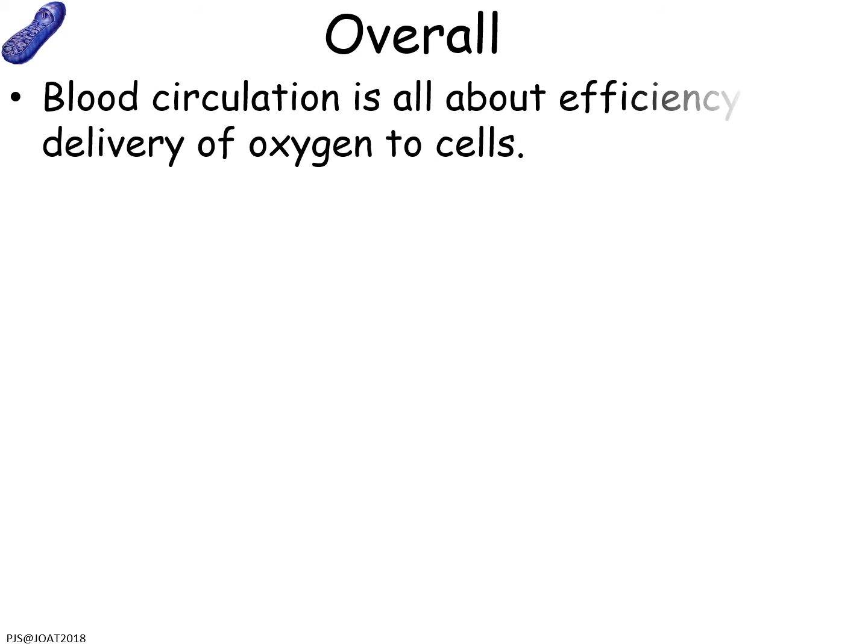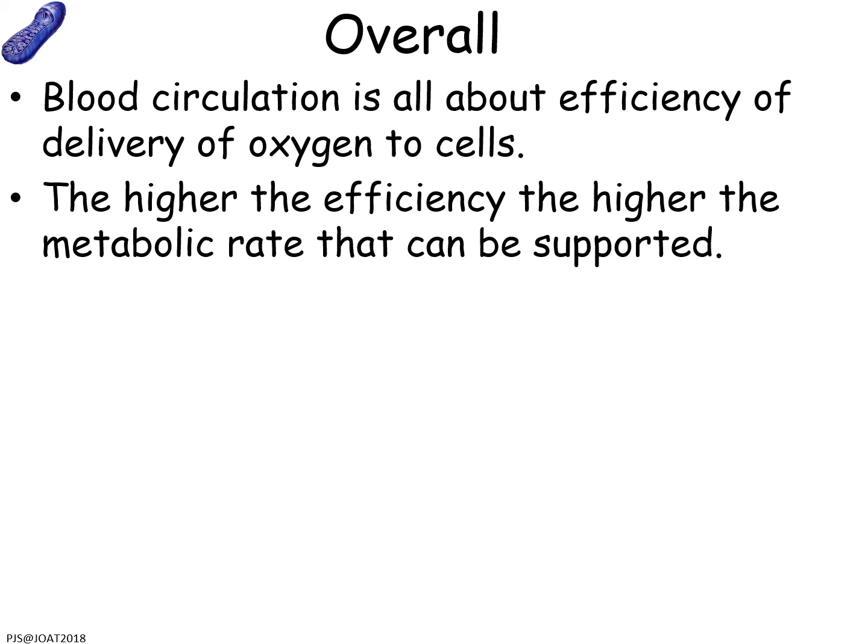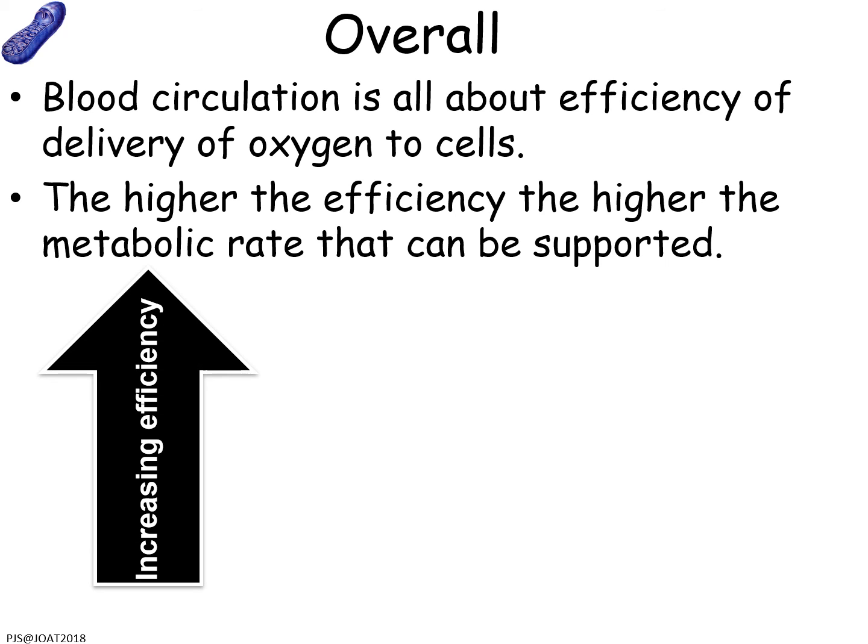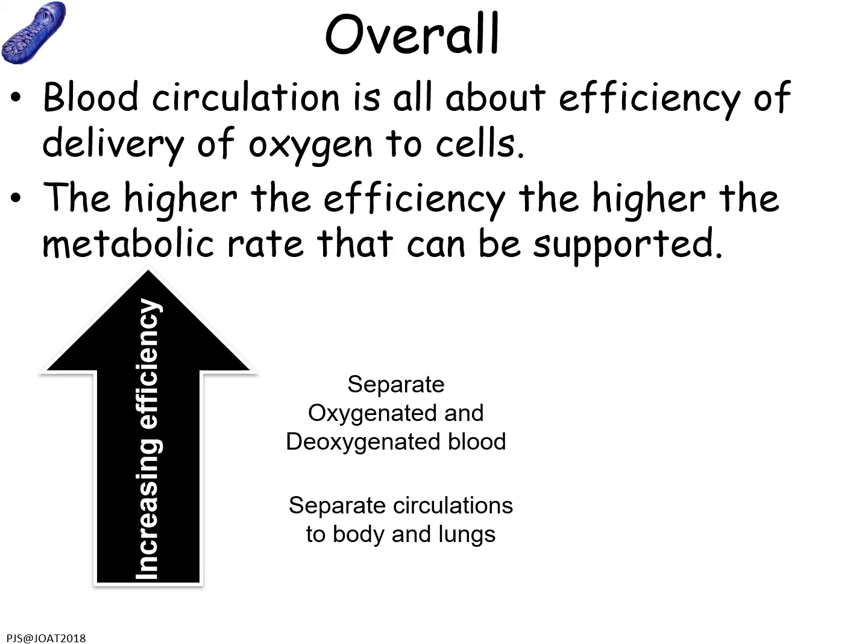So overall, think about blood circulation in terms of efficiency of delivering oxygen, and that is linked to your metabolic demand. The higher the efficiency, the higher the metabolic demand that you can reach. So to increase efficiency, start off with separating out your circulations to the body and the lungs. Now separate out your oxygenated and deoxygenated blood. And finally, increase pressure. That will make it go faster and therefore increase efficiency.